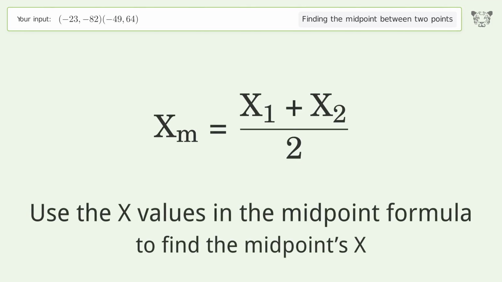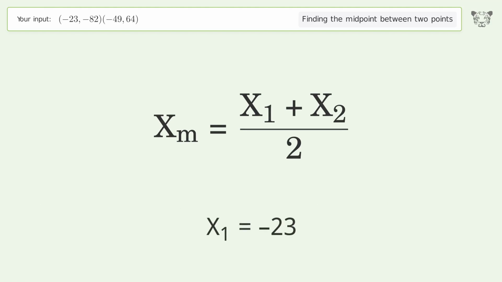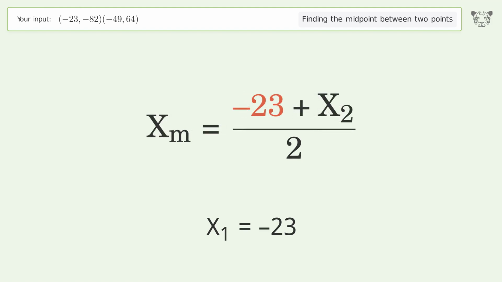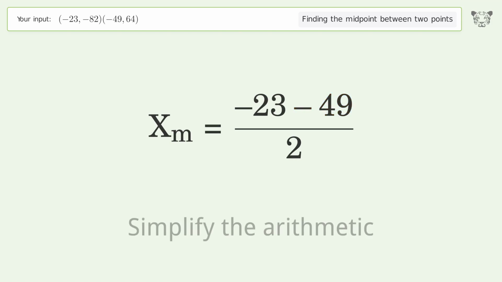Use the x values in the midpoint formula to find the midpoint's x. x1 equals -23. x2 equals -49. Simplify the arithmetic.